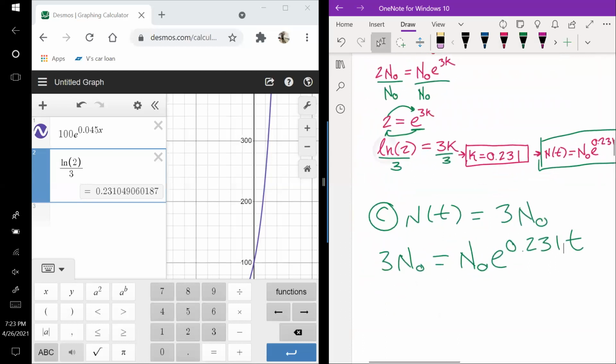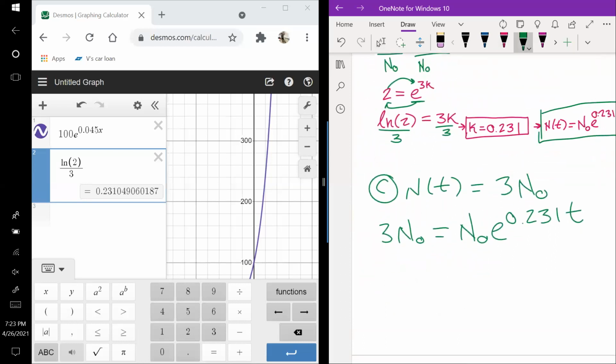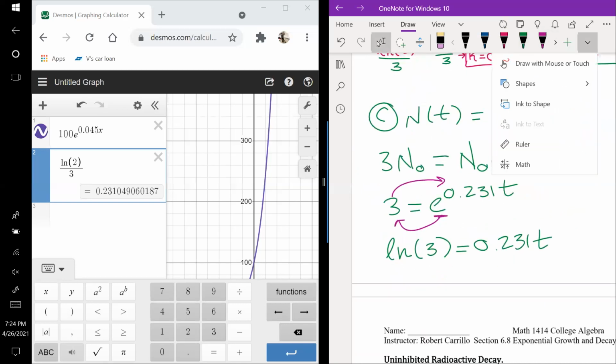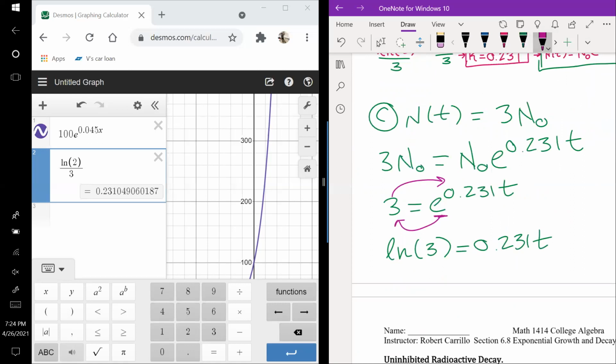Let me zoom in here. All right. We know we'll divide by N initial, and they'll cancel out. So we can move on to the next step and get 3 equal to e to the 0.231 t, and then convert from exponential to logarithm. And we will get the natural log of 3 equal to 0.231 t. And then divide by 0.231.